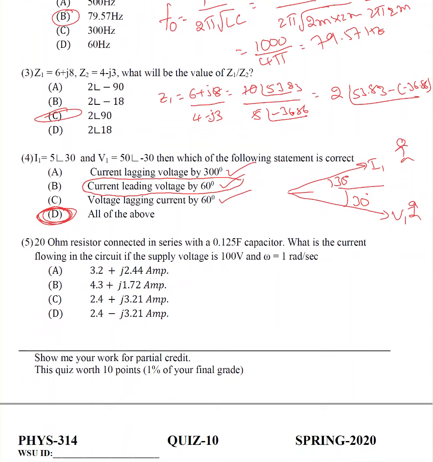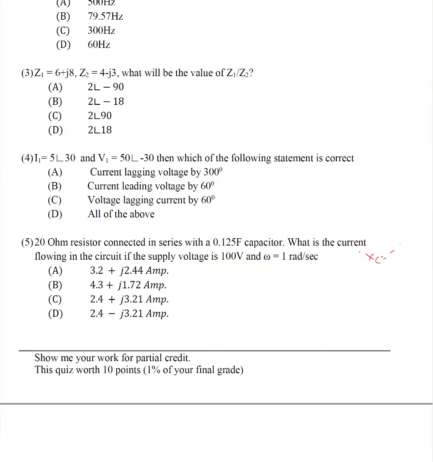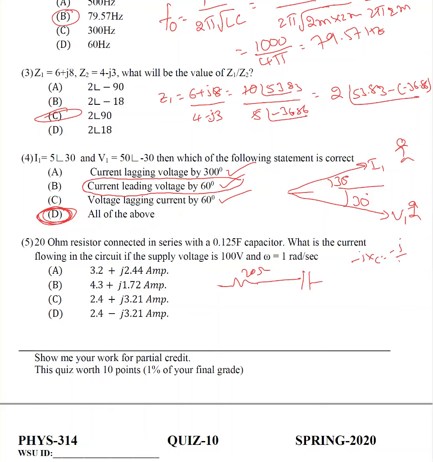Okay, now a 20 ohm resistor connected in series with 0.125 farad capacitor. What is the current flowing in that circuit if the supply voltage is 100 volts? So you have a 20 ohm, so XC, minus JXC, equal to minus J over omega C, omega is 1, C is 0.125. I believe that's 1 over 8, so I can write this as minus J8. Now this is giving a supply voltage of 100 volt. So what is the current? I equal to 100 over 20 minus J8. So convert that into polar form.